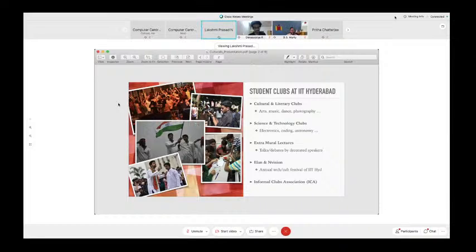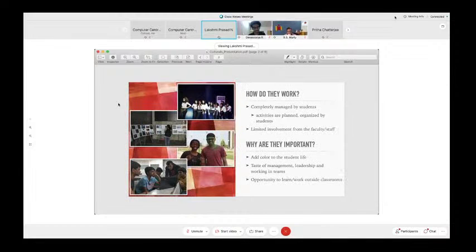We have a club called Elan and Envision, which conducts the annual Students Festival of IIT Hyderabad. The name of the festival is also Elan and Envision. And very new, we have another bunch of clubs called Informal Clubs Association. So just a glimpse of all these activities in the next 2-3 slides.